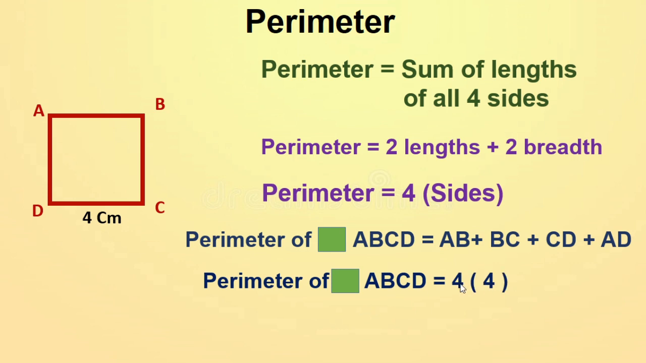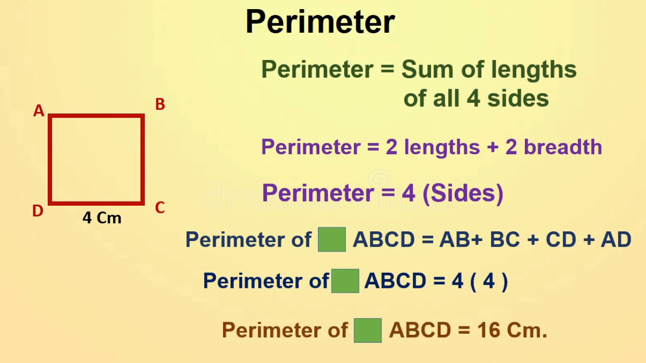4 fours are 4 times 4. It is easy to multiply. 4 fours are 16, isn't it? So perimeter of square ABCD is equal to 16 centimeter. Got this? Yeah? Okay, very good.